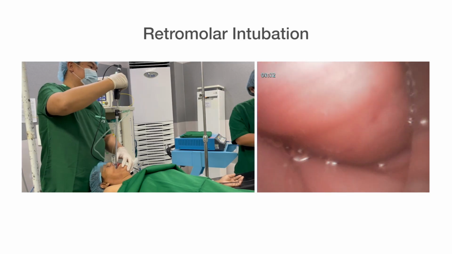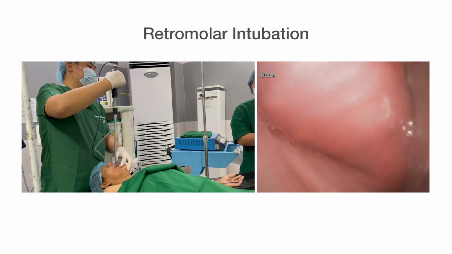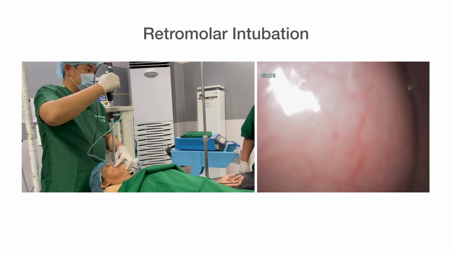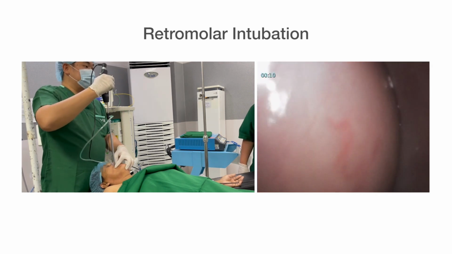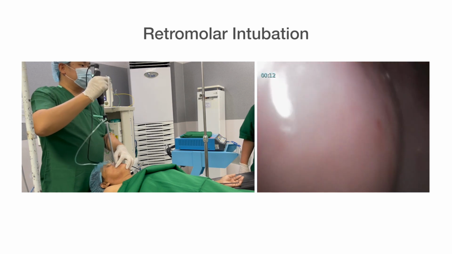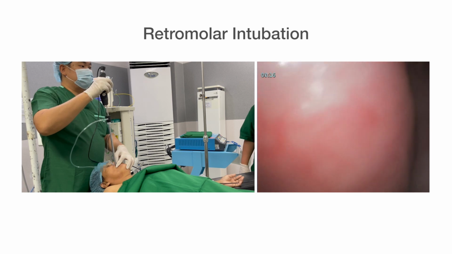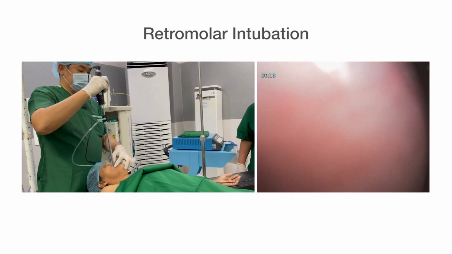I'm entering the right retromolar space of the patient. So after passing the teeth, you could see the tongue on the right side of the screen. I push down until I reach the pharynx. Then I rotate the scope so that it will be facing caudally.